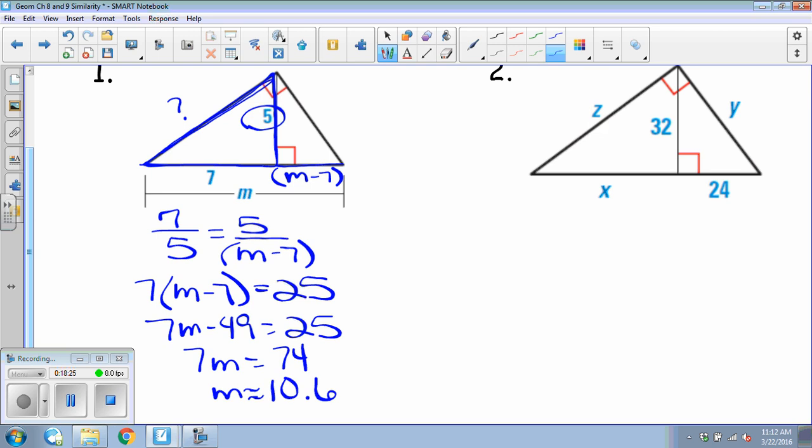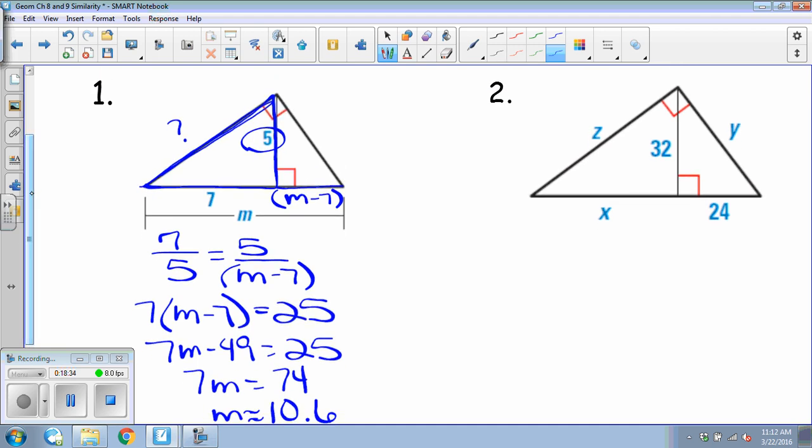Any chance you get to use Pythagorean theorem, especially like in problem number 2, if you can use Pythagorean theorem to figure out your answer, by all means, do that. Okay? So look at number 2. I want y'all to try number 2. You have to figure out what x, y, and z are. Okay? And once you find one, generally you can use it to find another one.